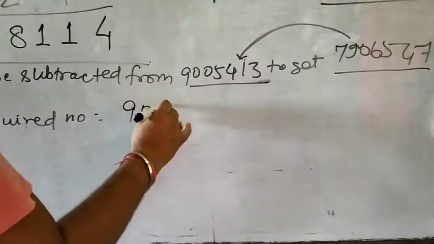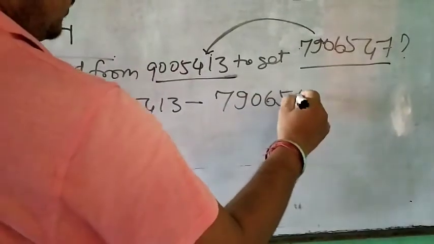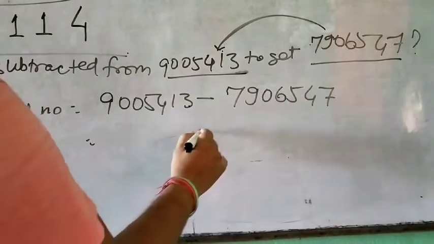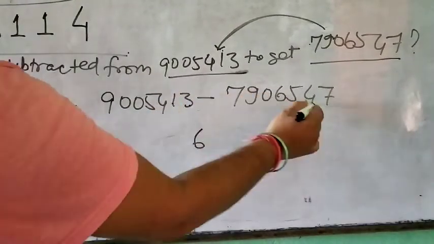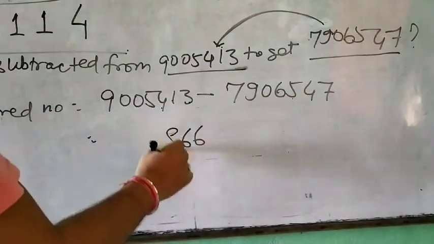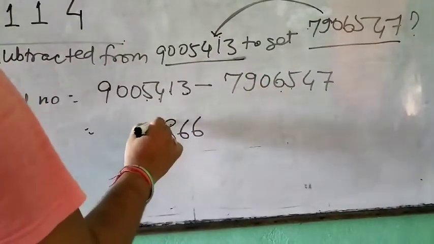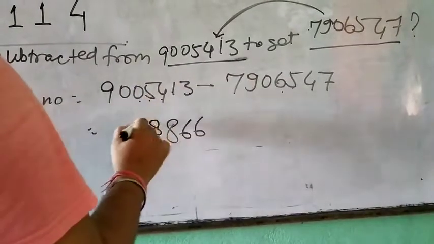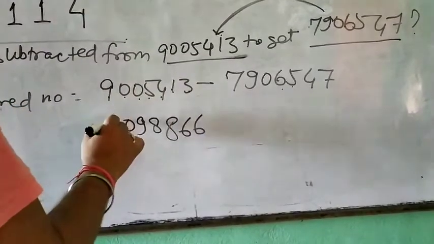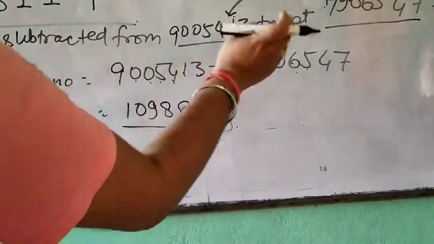So 9005413 minus 7906547, and by this method here we got 13 minus 5 is 8, 14 minus 6 is 8, 9 minus 0 is 9, 9 minus 9, we got 0. Here is the 8 minus 7, that's your result is 1. So the required number, subtracted from this number, we got this number.